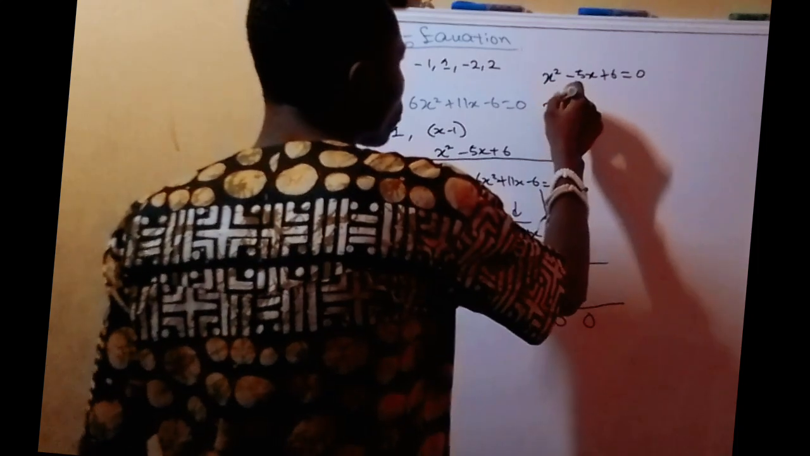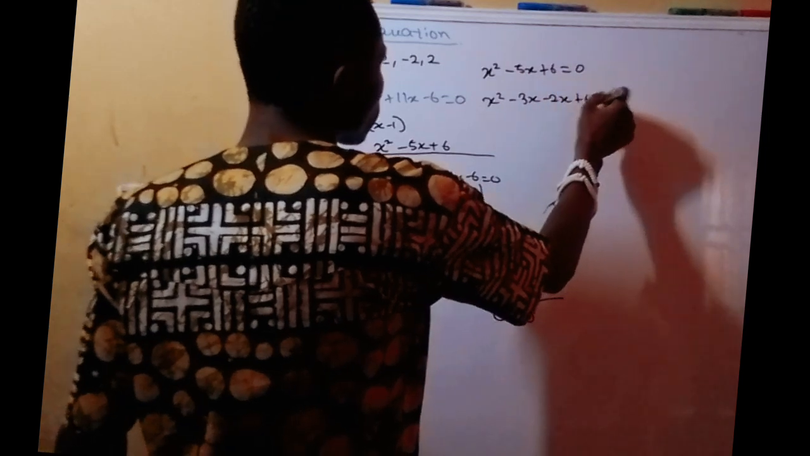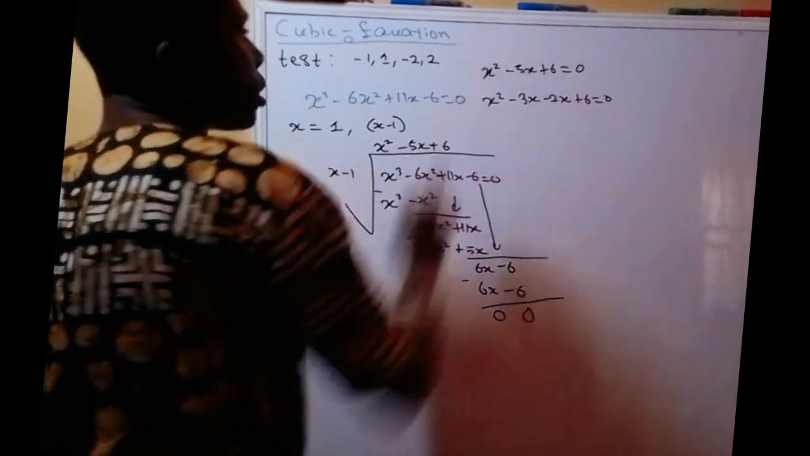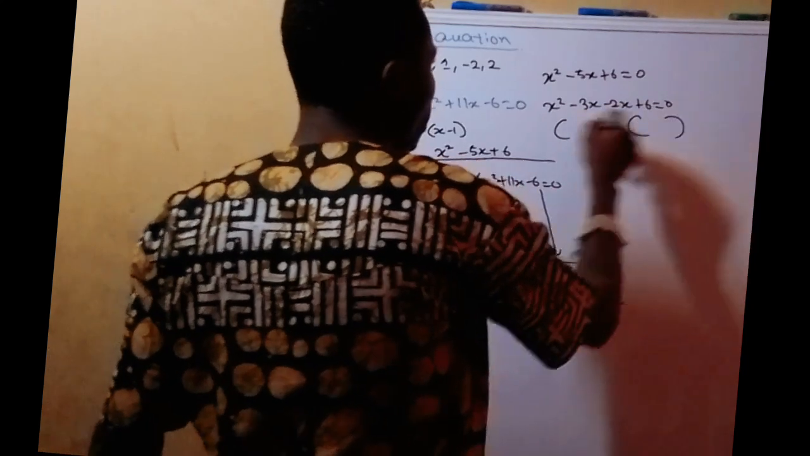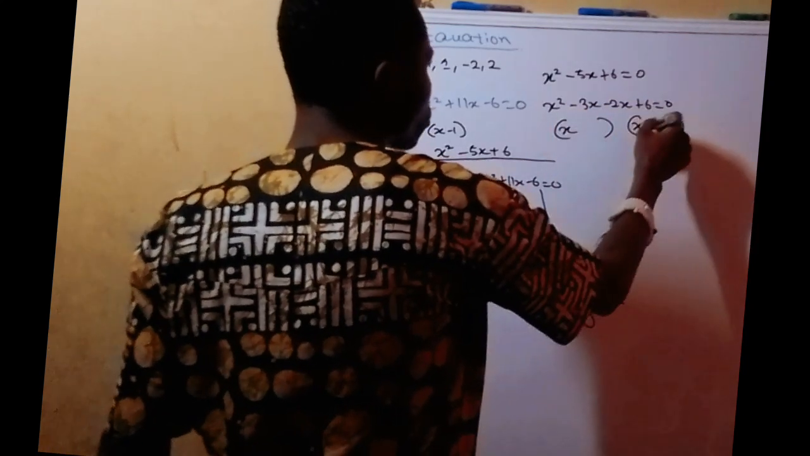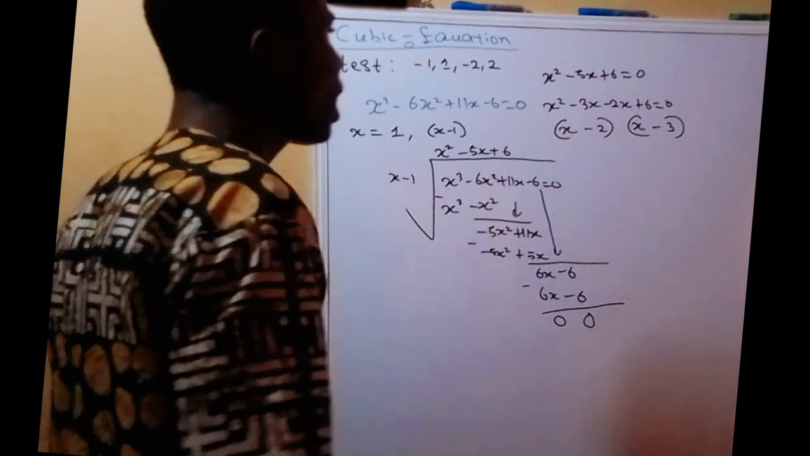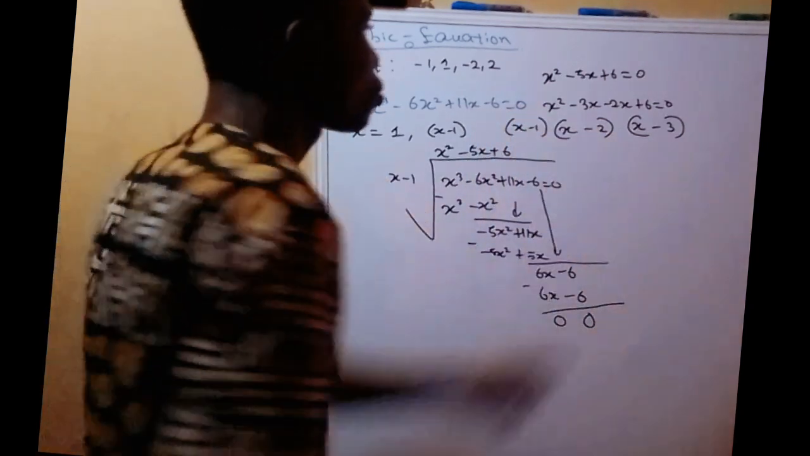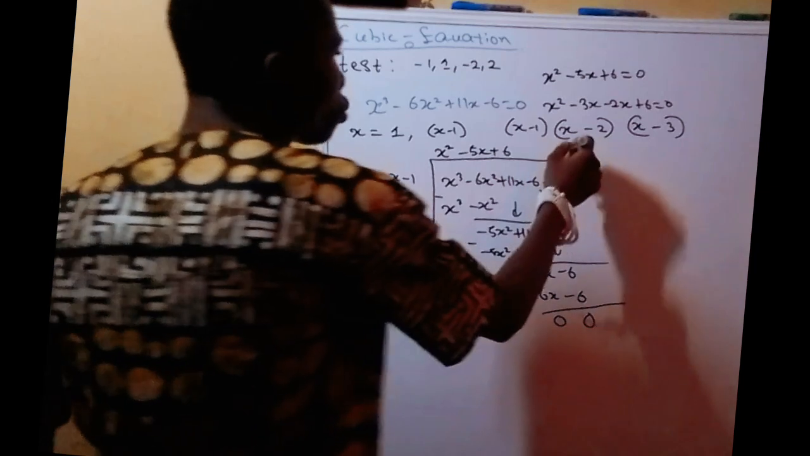So you have x squared minus 3x minus 2x plus 6 equals 0. After noting that, we expand the middle value there, and of course we factorize. And we have x times x minus 3 and minus 2 times x minus 3. So therefore, our answer is x minus 1, x minus 2, and x minus 3. If you have been asked what the solution is, the solution is easy.